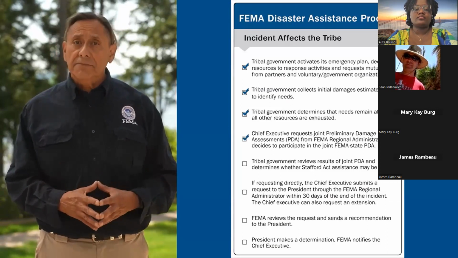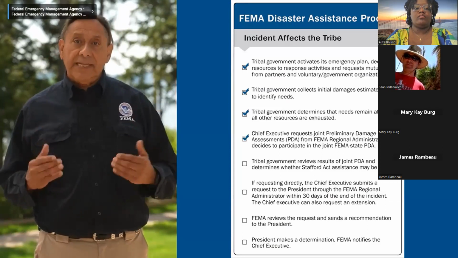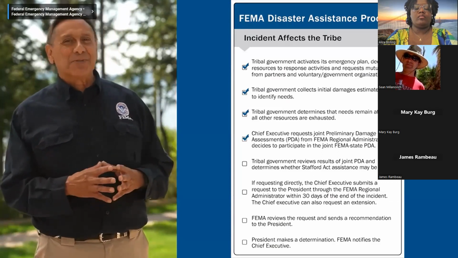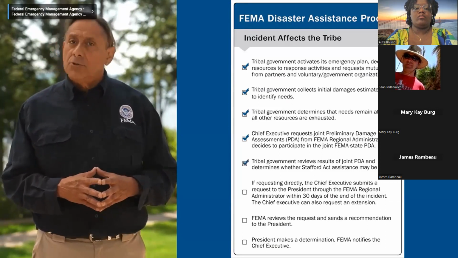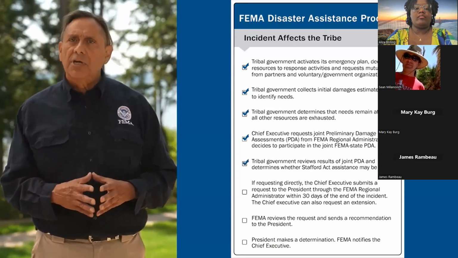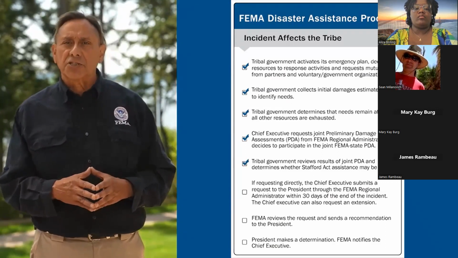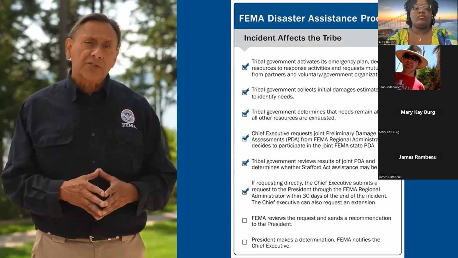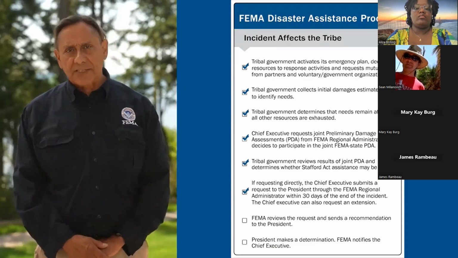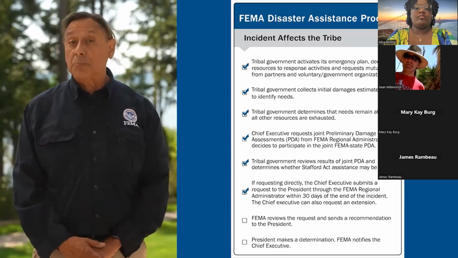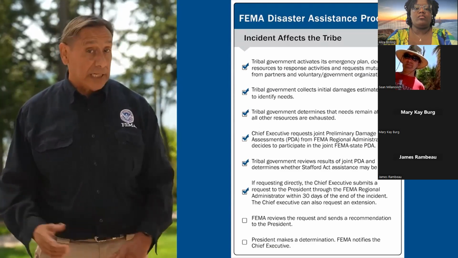The chief executive requests joint preliminary damage assessments, or PDAs, from FEMA or decides to participate in joint FEMA-state preliminary damage assessments. Tribal governments review results of the joint damage assessments and determine whether Stafford Act assistance should be requested. If requesting Stafford Act assistance independently of the state, the chief executive submits a request to the president through the FEMA regional administrator within 30 days of the end of the incident.